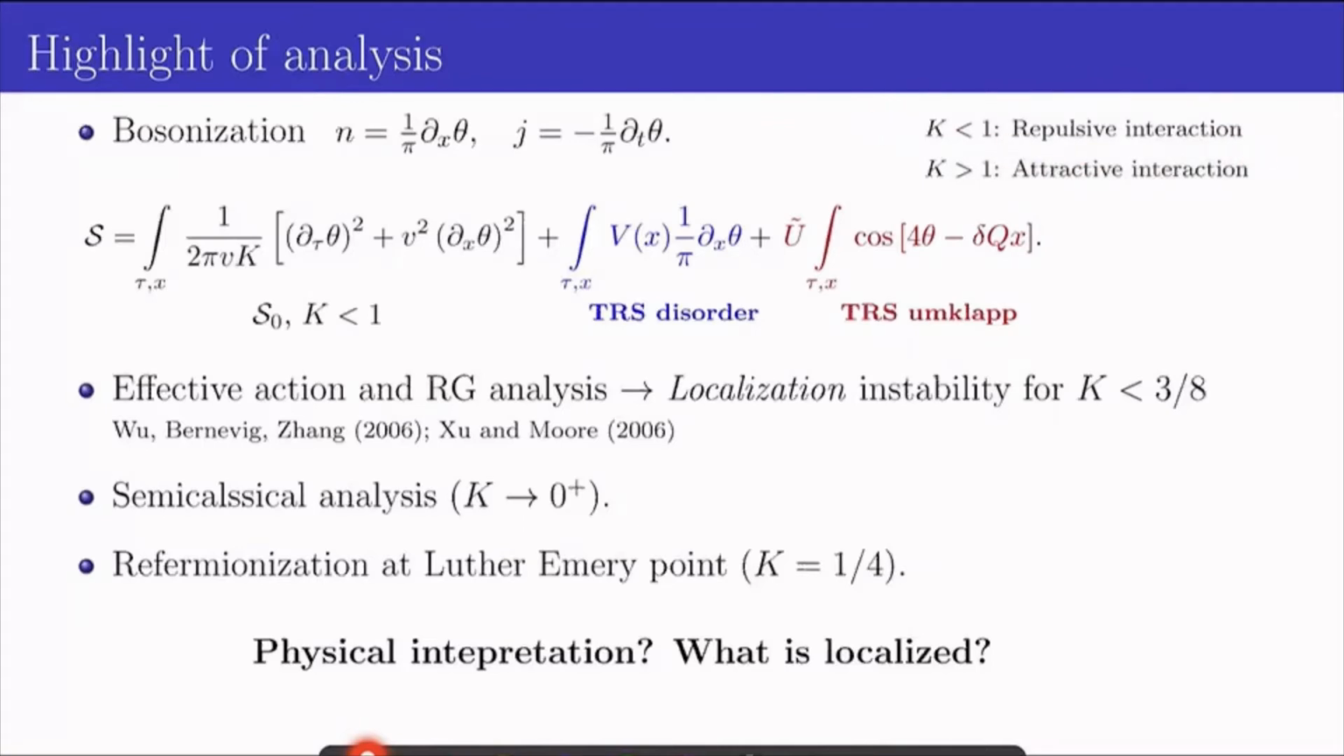K equals 1 is the non-interacting point. And with the bosonized form, we can derive the RG, which suggests that there is a localization instability for K smaller than 3/2. However, this result only tells us about the existence of instability. It does not tell us the physical interpretation. Moreover, we would like to know what the localized object is. So that's why we still need the other two analyses in the strong coupling phase.